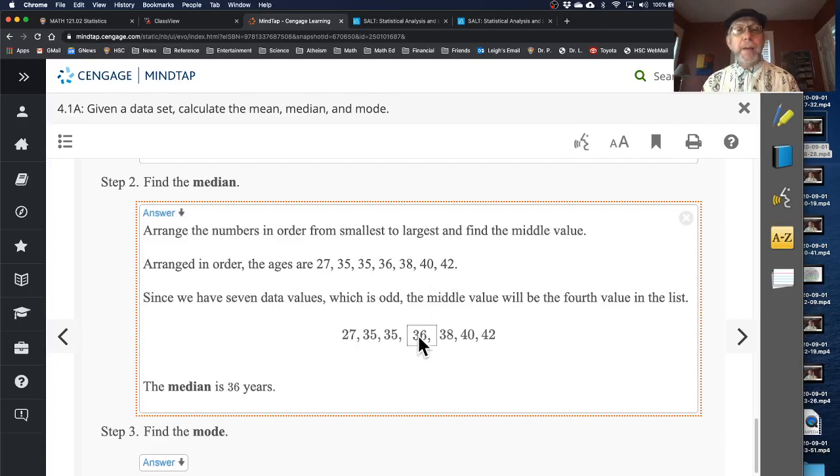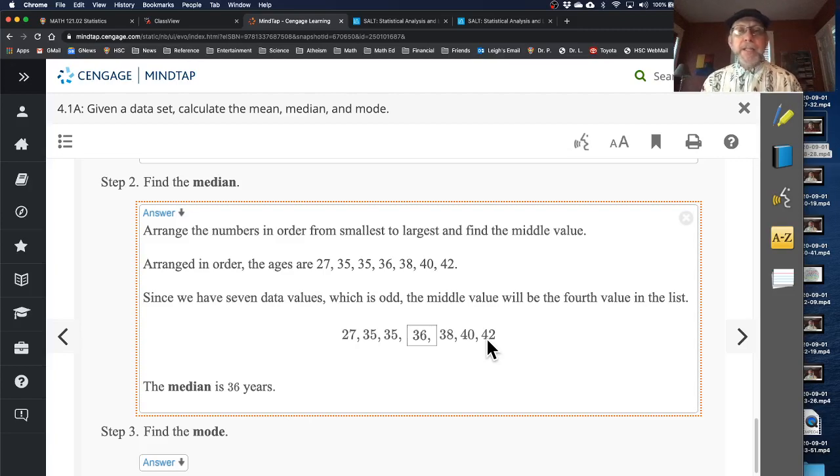You can almost just eyeball it here, right? It's 36 because there are 3 data points to the left and 3 data points to the right. Half the data is less than 36, the other half is greater than 36. So the median would be 36 years.